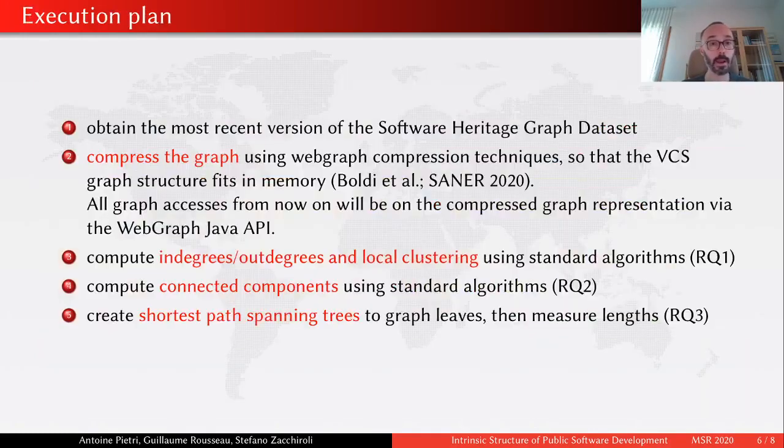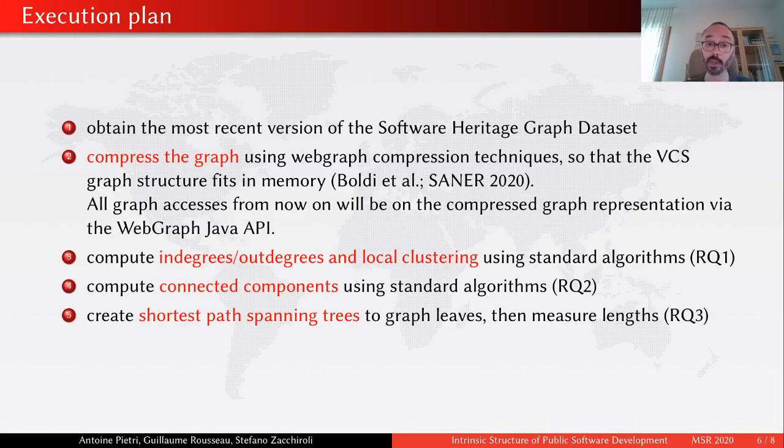As execution plan, we will start from the most recent version of the Software Heritage Graph dataset that will be available at the time we start the study. We'll compress that graph using techniques borrowed from web graph or social network graph compression, so that the structure of the VCS graph fits in memory. It has been recently shown that that can be done, and so we plan to use those techniques and do all the access on the graph on compressed graph representation in memory via the WebGraph Java API.